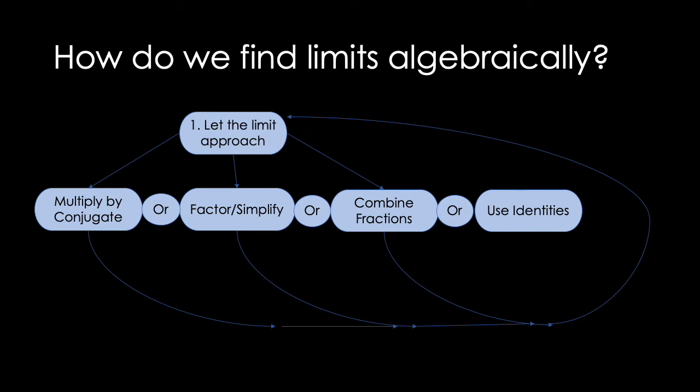How do we find limits algebraically? Well, the first thing to do is always let the limit approach. Oftentimes you'll see that the limit will give you does not exist. So you use these 4 methods that are very common: multiplying by the conjugate, factoring or simplifying, combining fractions, or using identities in order to figure out what the actual answer is. So oftentimes you'll use these 4 things in conjunction with each other for a specific limit. Now let's look at a couple examples using these methods.